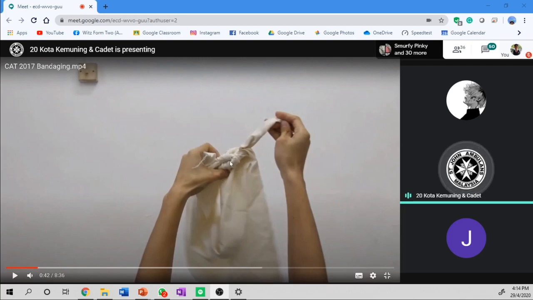So after you get a reef knot, you'll see a U shape like this. If you tie your reef knot correctly, you have a U shape like this.